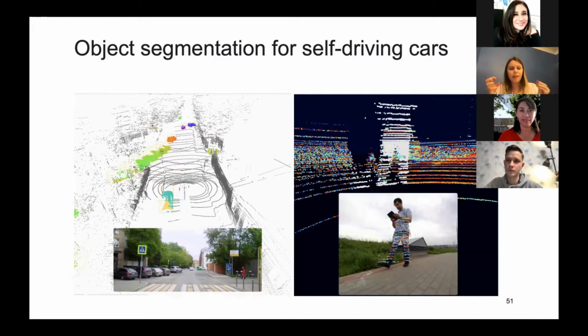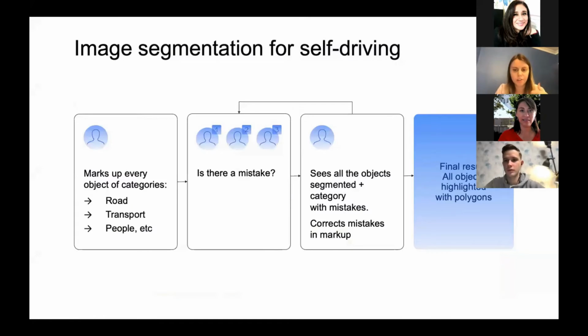And here you see how complicated these images are. You need to decompose this task into small pieces to get proper data, and to give clear instructions to labelers. Here you can see a simple pipeline of data annotation: you ask performers to mark up every object of a category, like roads, transport, people. Then you ask other performers, are there any mistakes?